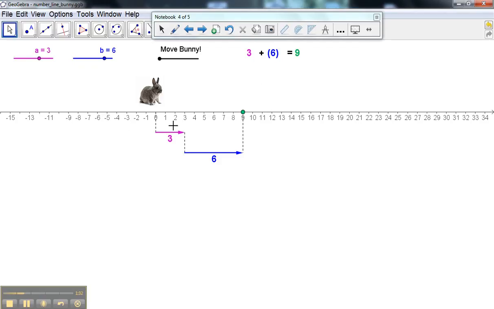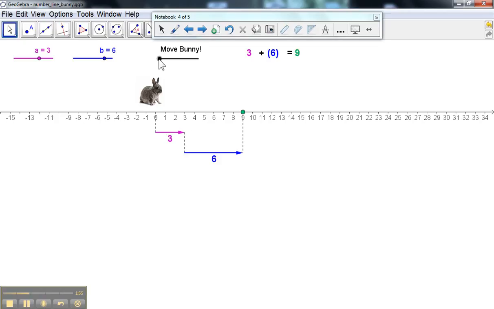So let's look at it on the number line. Now, a couple things about the number line. One is that all the positive numbers are to the right of 0 on the number line, moving away. All of the negative numbers are to the left of 0 on the number line, moving away from 0. Negative numbers to the left, positive numbers to the right.